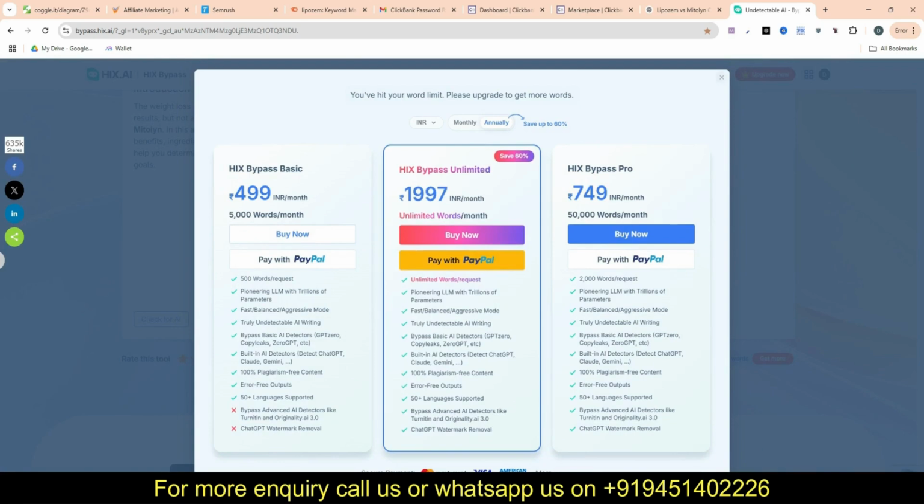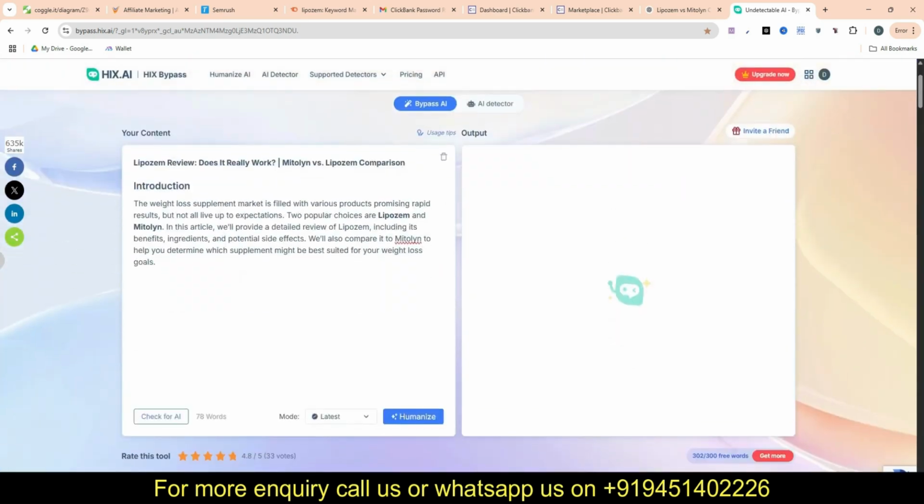Now my word limit has been reached. You can go to this website and use it for free in incognito mode. Here you can create it as a humanized article and use that article on your website.